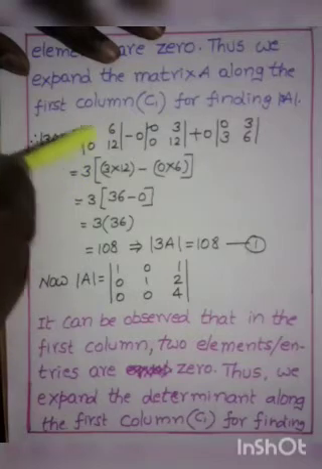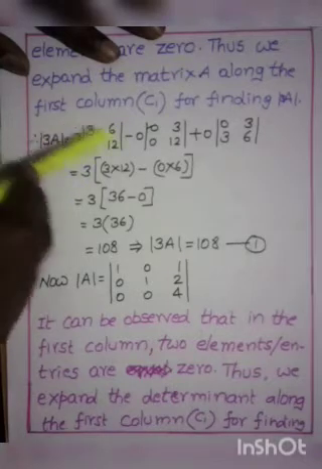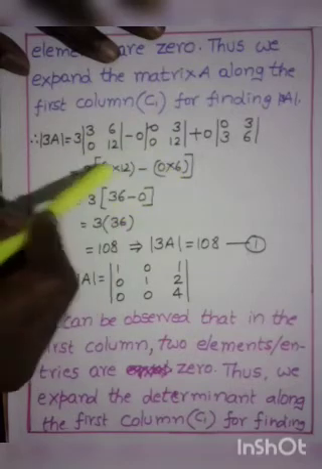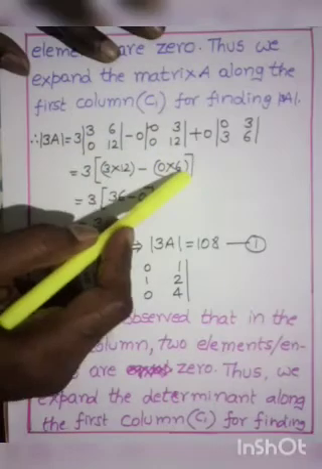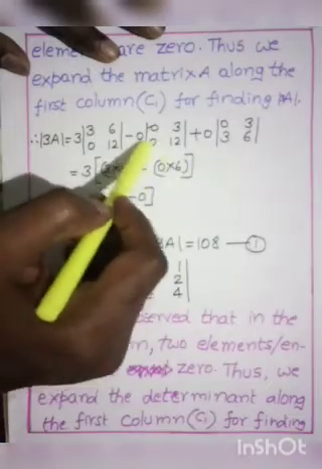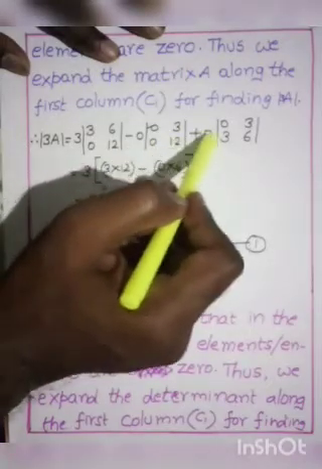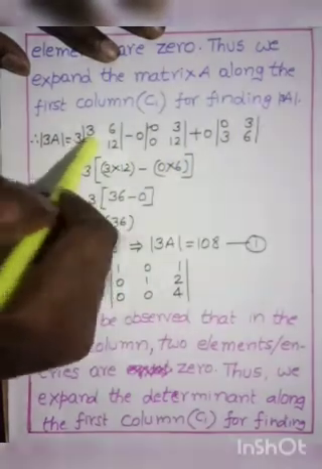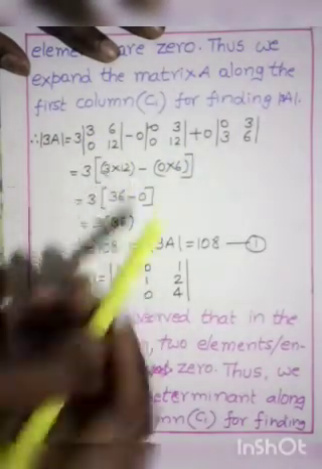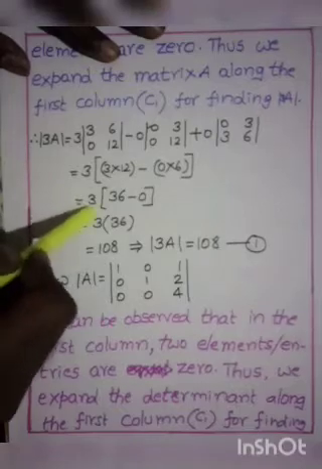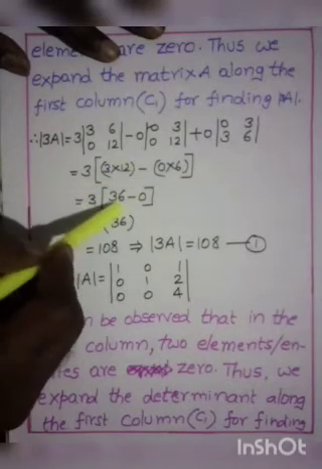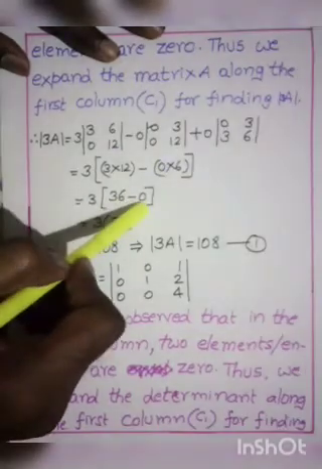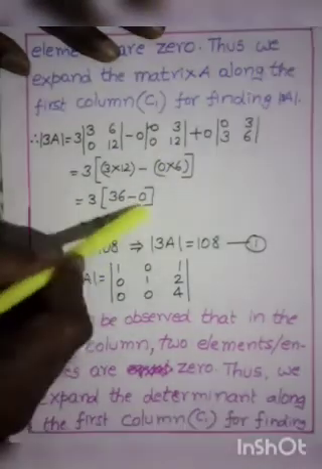3 into 12 minus 0 into 6, just like cross multiplication. Understood this step, my dear children? Here 0 into any number is 0, and here also 0 into any number is 0. So I am not writing these two terms, only the first term. That is equal to 3 into 12, what will you get? 36, minus 0 into 6, what will you get? 0. Understood this step, my dear children?